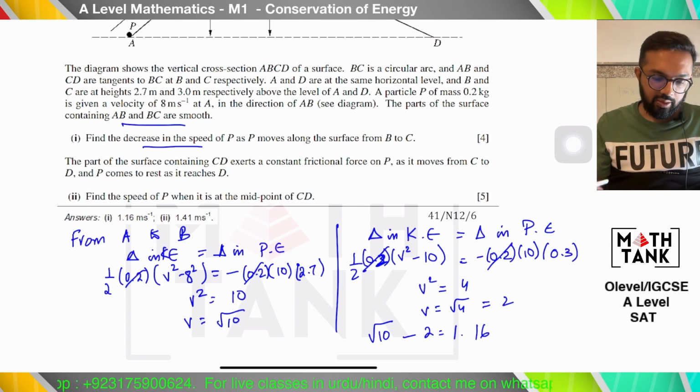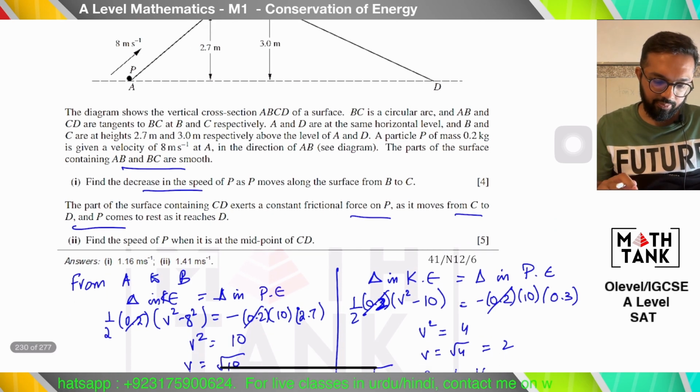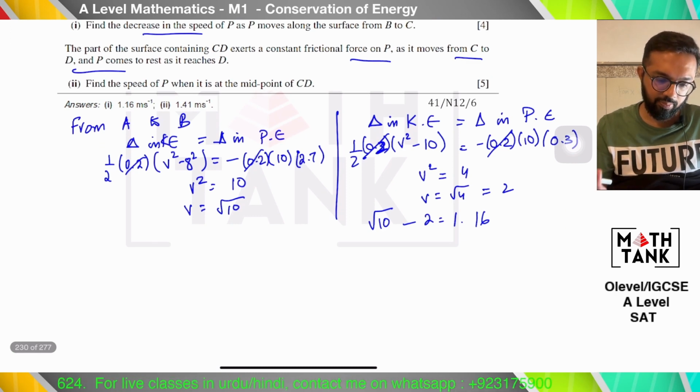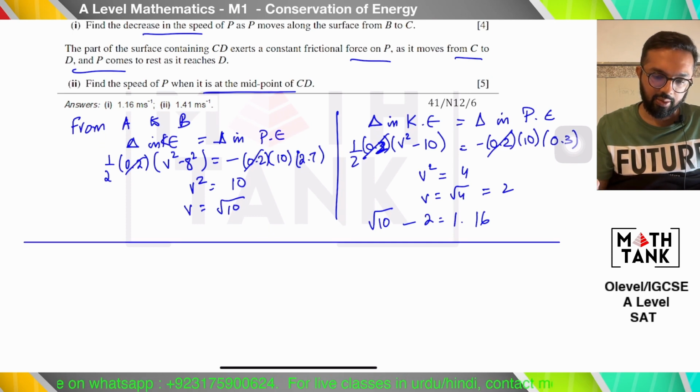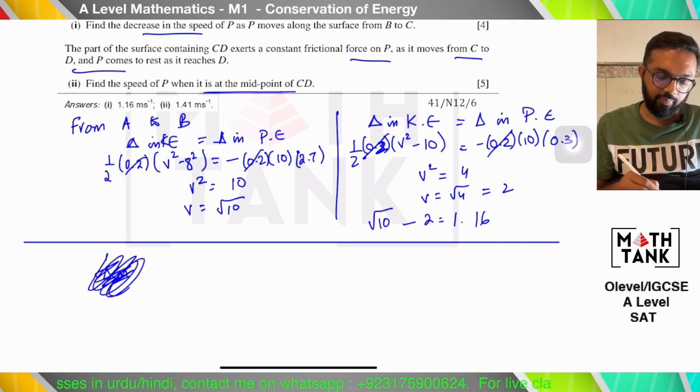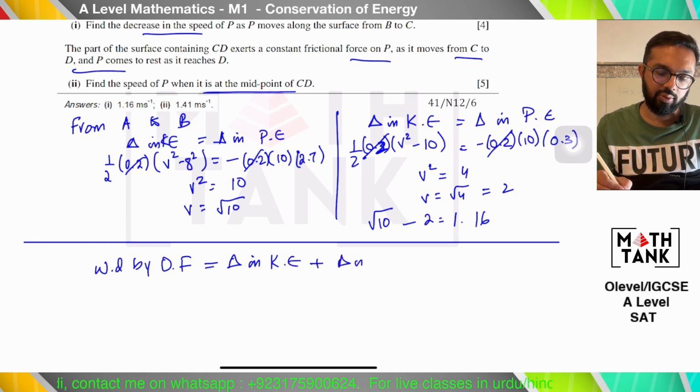Then the part of the surface containing CD exerts a constant frictional force on P as it moves from C to D, and P comes to rest as it reaches D. Find the speed when it is at the midpoint of CD. Okay, so there is friction involved now. So work done by driving force equals change in KE plus change in PE plus work done by resistance.